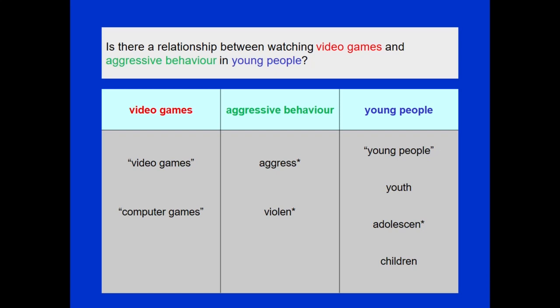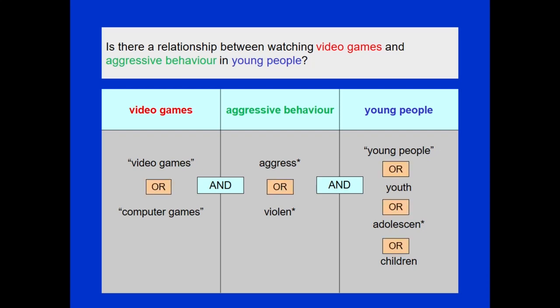When I'm doing my search, I will need to combine these three facets of my topic with the Boolean AND, because all three need to be present. And then the alternative terms in each column I need to combine with OR.